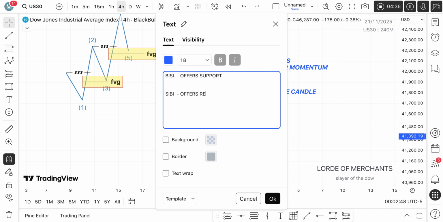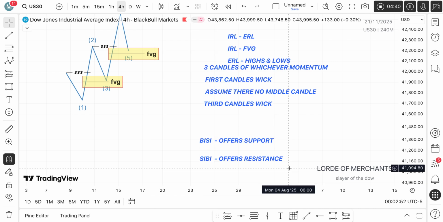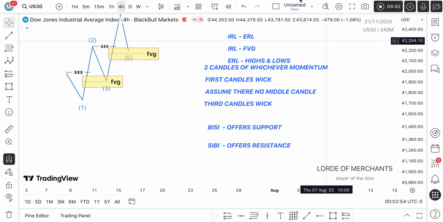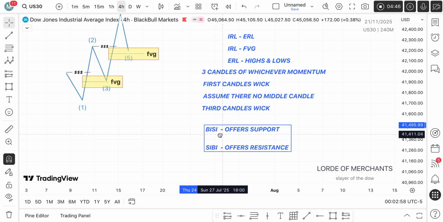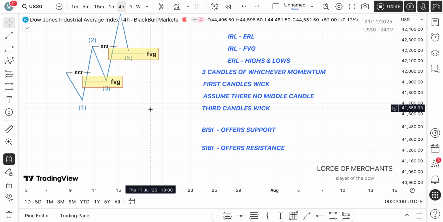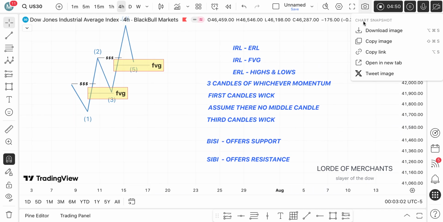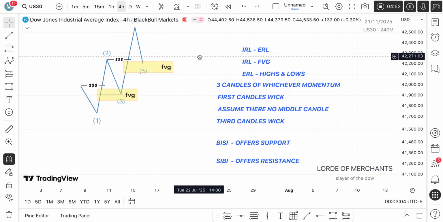Offers resistance. So let's get now into the charts so that we can see this practically. This is just the introduction, and then I'm going to show you what makes it fail and what makes it high probability. Let me take a picture of this, and then I'm going to share it on my social media.